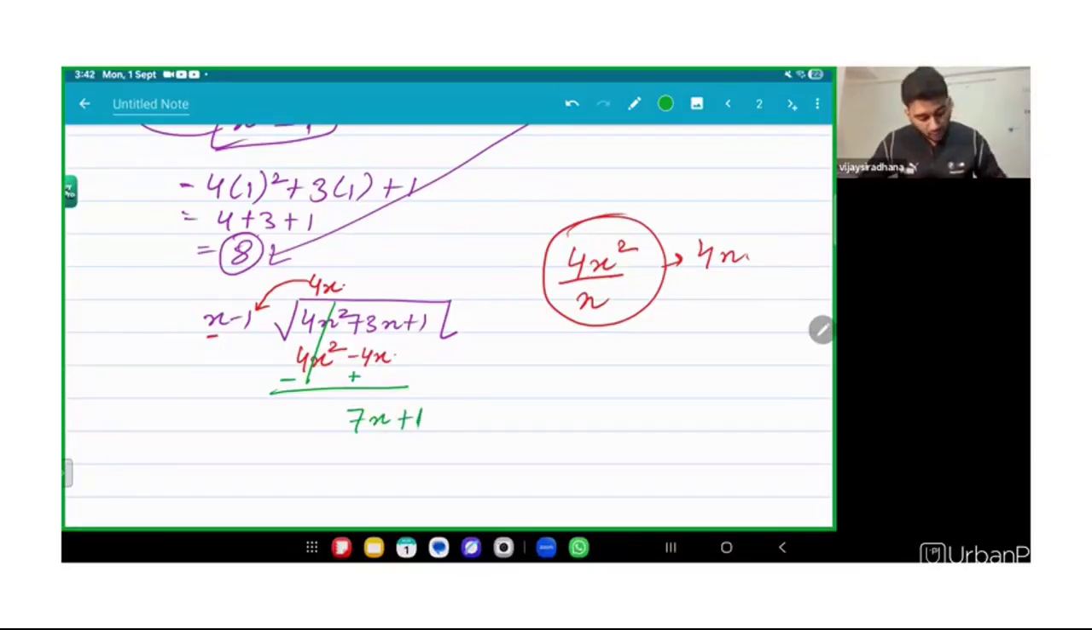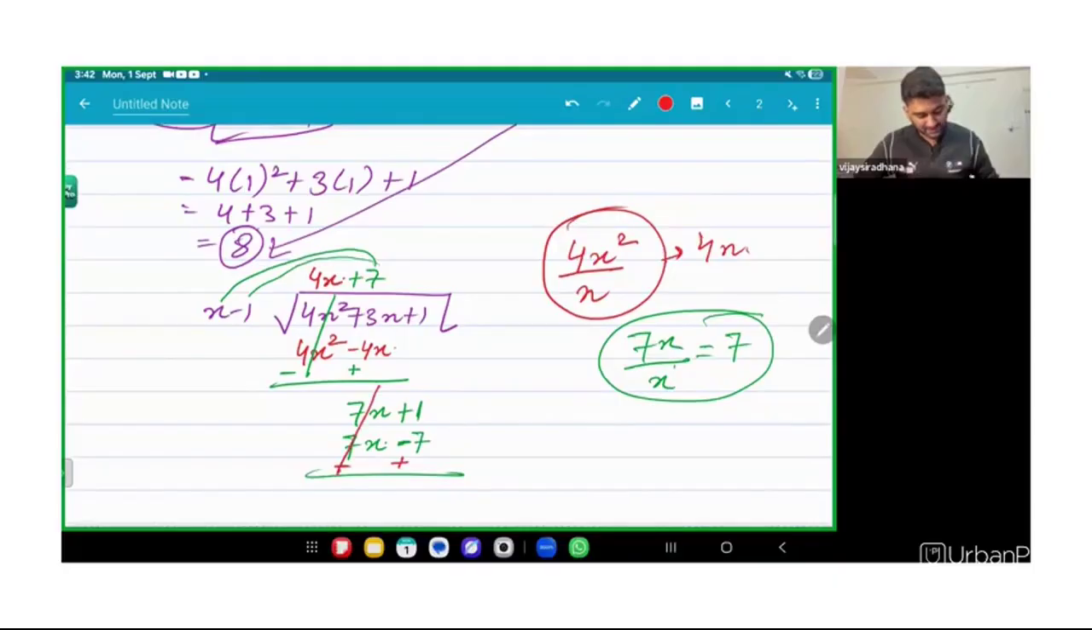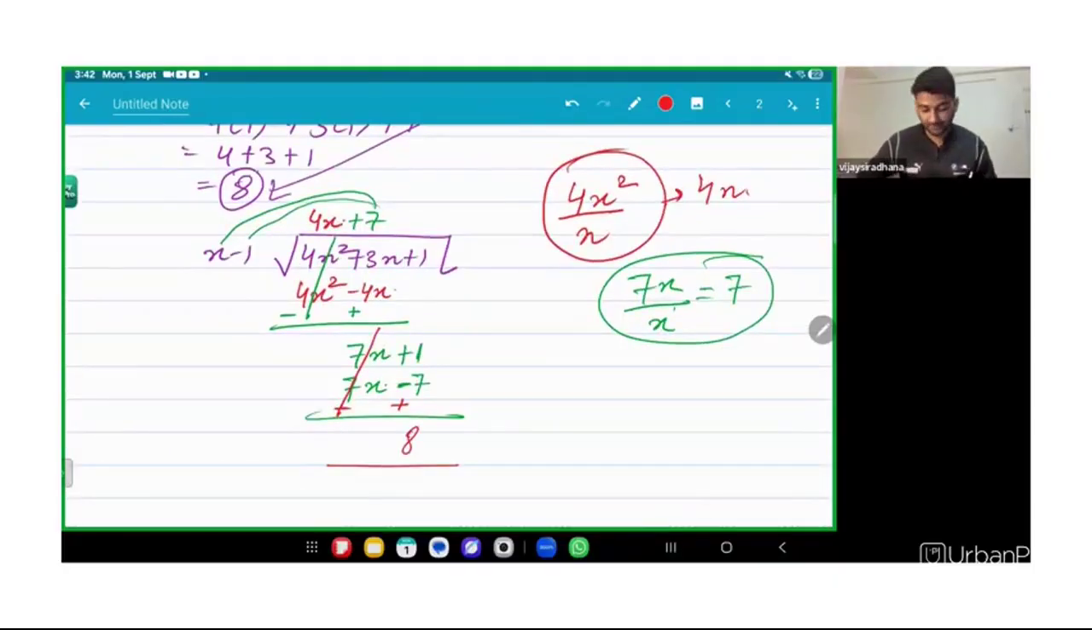Right? Now, with which number you should divide 7x with x so that you will be able to solve it properly? So with 7, right? So what I will be doing is plus 7. So over here, 7 into x is 7x, and 7 into minus 1 would be minus 7. So now the sign change. This is minus, this would be plus. 7x cancel, and you are left with 8. You are left with 8.